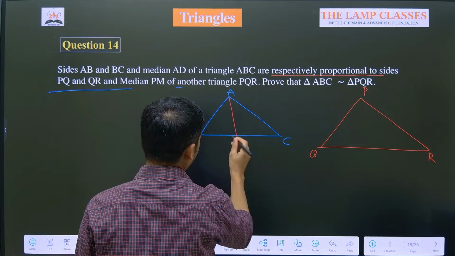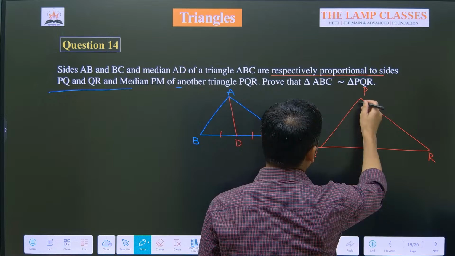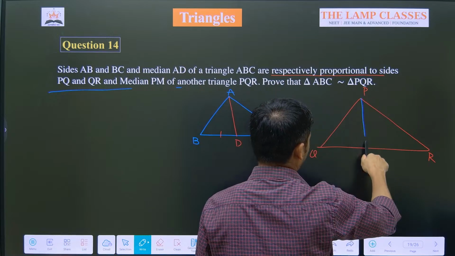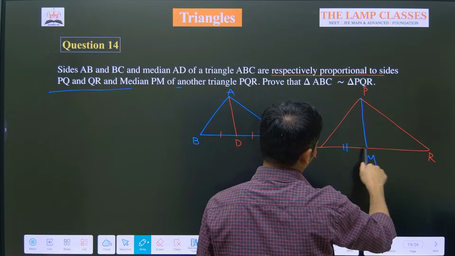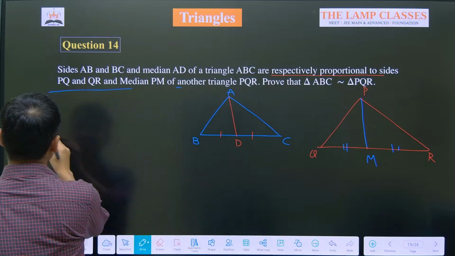Ye aa gaya aapka D, median ka matlab ye aur ye length barabar, and PM is the another median. So ye hai aapka M. So this length and this length are equal. They have given. So what have they given?